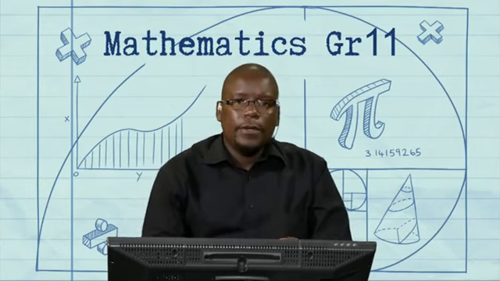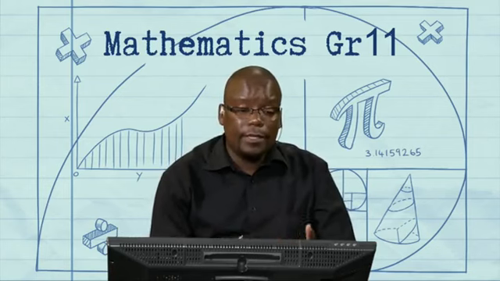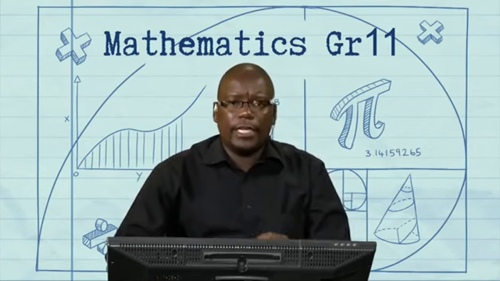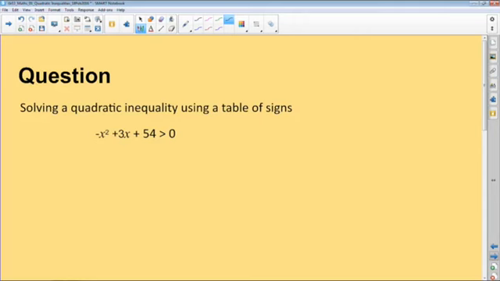All right, guys, remember I asked you earlier, let's keep it positive. How do you make this positive? Your unknown, your a is negative. What must I do to that negative 1? I'm going to multiply through with a negative 1. So I'm going to get x squared minus 3x minus 54 is less than 0. All right, so now it's easier.